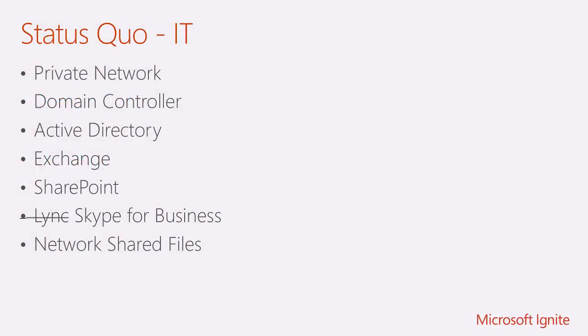A typical organization consists of the private network, a domain controller to control the machines and the servers, an Active Directory to authenticate the users, Exchange server to have your mailboxes, SharePoint, hopefully, to deal with file sharing, Skype for Business, and network shared files. This is how the typical IT infrastructure looks for a typical organization.